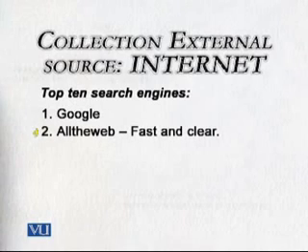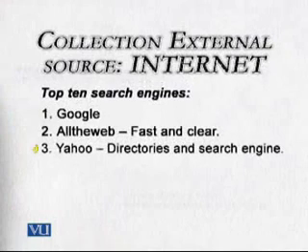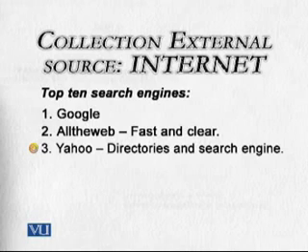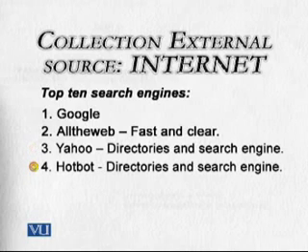The second one, All the Web, is another search engine. This is very fast and very clear. It is going to shortlist information from all corners of the world. Very efficient, very user-friendly search engine. You can, of course, use it. The third one is, of course, Yahoo. From Yahoo you can find directories, and of course, it's a search engine also. Then is Hotbot. Maybe it's new for you, but it is another very nice search engine, and it is going to give you directories, plus it can be used as a simple search engine.